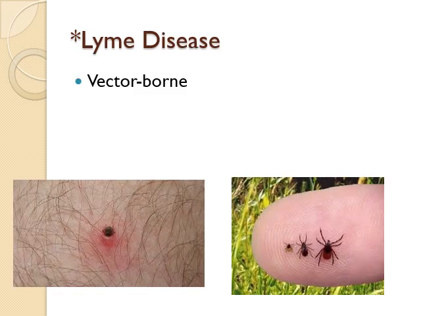So Lyme disease. Here we're dealing with a vector-borne illness. Lyme disease is carried by the deer tick. You can see in the picture how small ticks can actually be. If you look at that picture of them on the individual's, it looks like their thumb actually. But you see how small ticks can be.